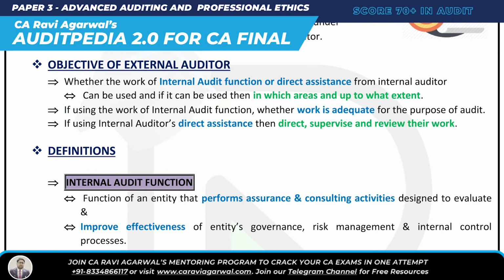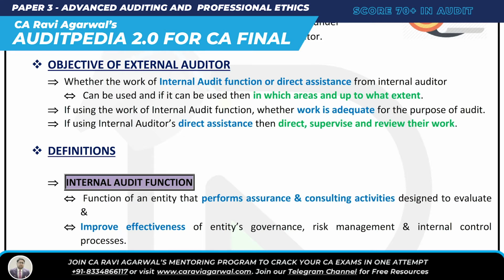So simple, now you are going to use the work of internal auditor. You have to check whether you can use the work of internal auditor or direct assistance from internal auditor, and if yes, in what area and up to what extent. Second objective, if using the work of the internal audit function, whether the work is adequate for my purpose of audit or not. I'm the external auditor. I want to use the work of internal auditor, so I need to check the objective of SA 610. First, see whether you can use the work, and if you can, in which area and up to what extent. Number two, if you can use the work, check whether the work is adequate for my purpose of audit.